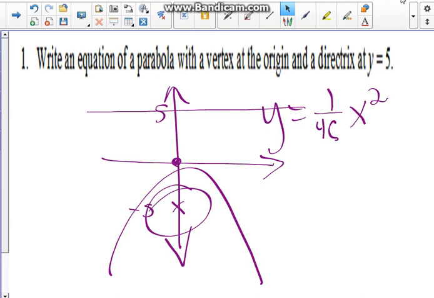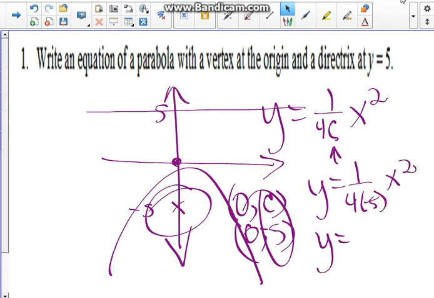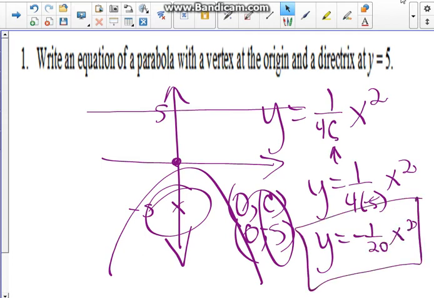We always know that the focus point is 0, c. So this is 0, -5. So our c value is -5. We're going to plug that in right here. So it becomes y equals 1 over 4 times -5 x squared, or y equals -1/20 x squared. And that is our answer.